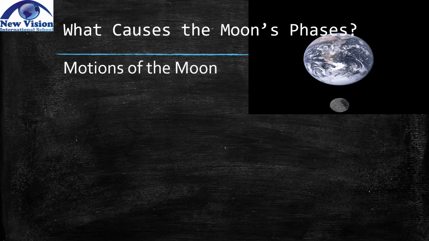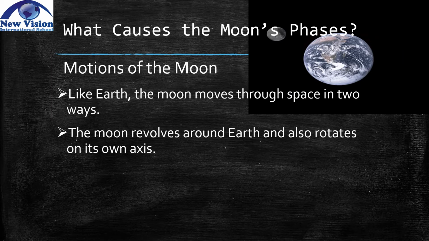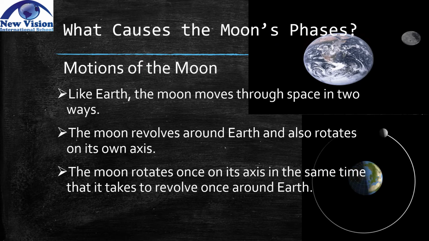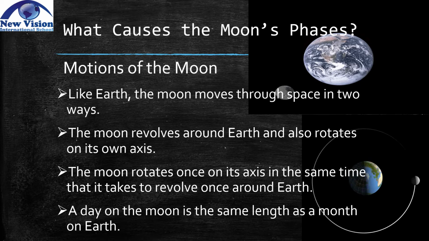Motions of the moon. Like Earth, the moon moves through space in 2 ways. The moon revolves around Earth and also rotates on its own axis. The moon rotates once on its axis in the same time that it takes to revolve once around Earth. A day on the moon is the same length as the month on Earth.